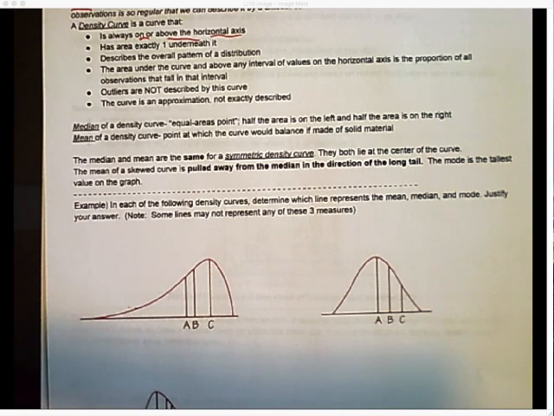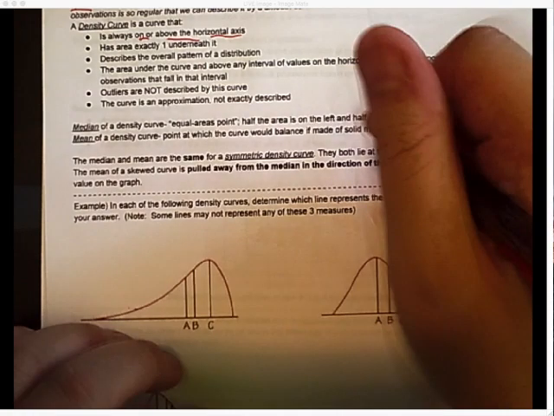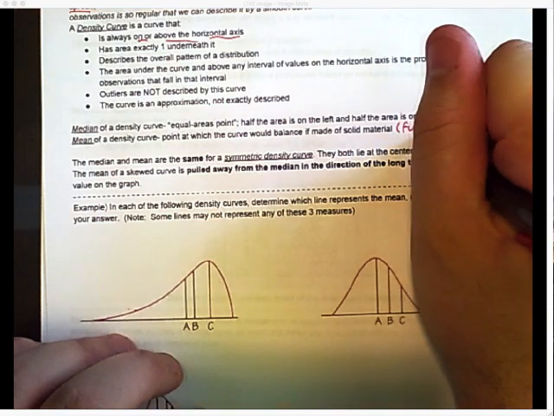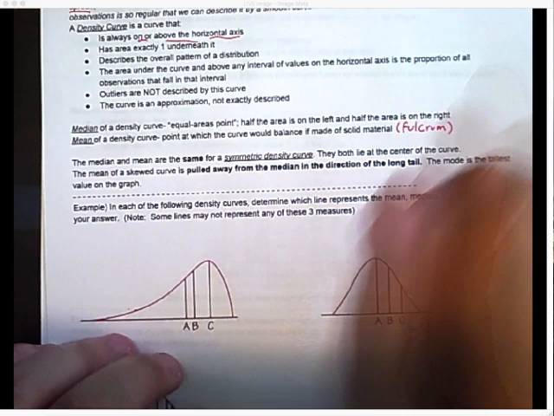So thinking about density curves, the median of a density curve is the equal areas point. Half the area is on the left, and half of the area is on the right. And the mean of a density curve is the point at which the curve would balance if made of solid material. It's basically like a fulcrum.